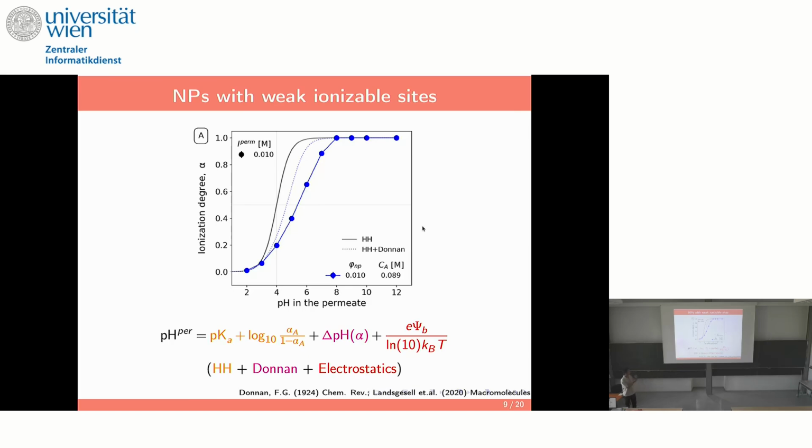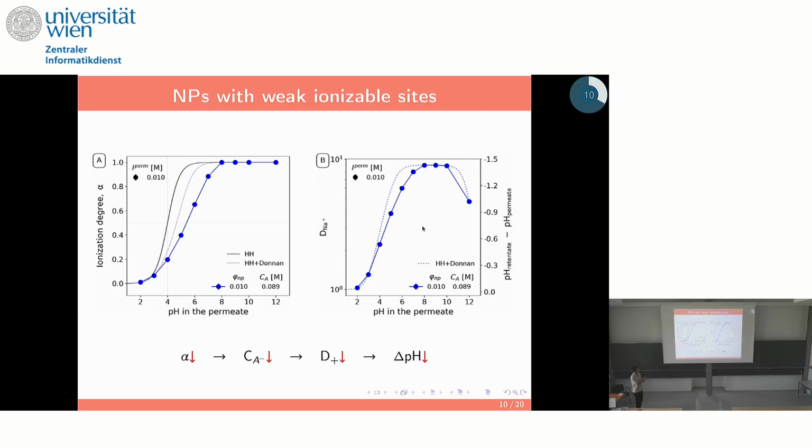Now, to move from ionization degree to delta pH, we more or less understand the chain. Basically, if we have a reduced ionization degree because of the repulsions, then we will have a lower concentration of the ionic groups in the protein. With this lower concentration, we expect a lower distribution ratio of cations. And then with a lower distribution ratio of cations, we expect a smaller delta pH. Basically, the summary is that Donnan is overestimating the delta pH in comparison to what charge regulation does, which is effectively to decrease this delta pH.